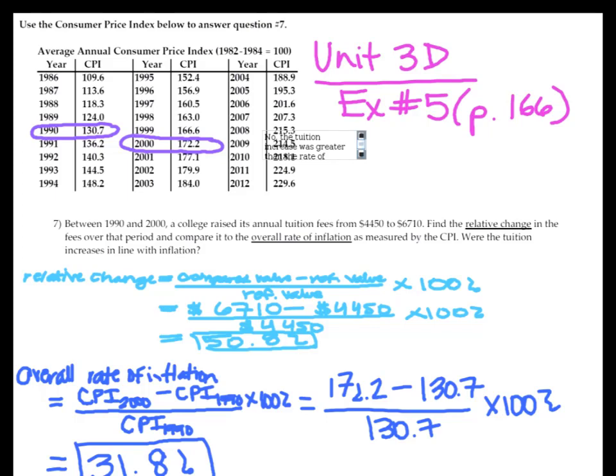And so that is how you would answer this question in its entirety. So you're not going to get full credit unless you complete the entire problem. Just make sure to go back to the original problem and make sure that you answered everything. So we found the relative change, we found the overall rate of inflation, and we answered the third question. Okay?